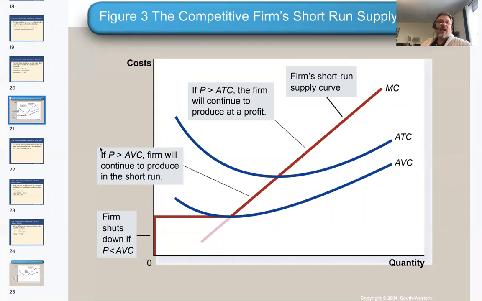The thing that we haven't done yet, and which we'll do shortly, either in your reading or some other lecture that I send out to you, is explain why the firm would choose to shut down if price drops below its average variable cost. So we have to explain this thing called the short run shutdown rule.